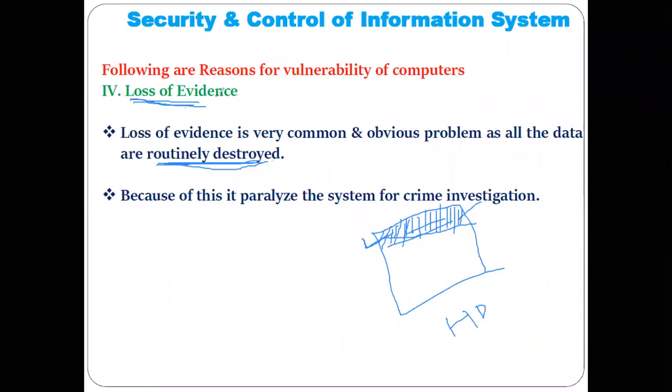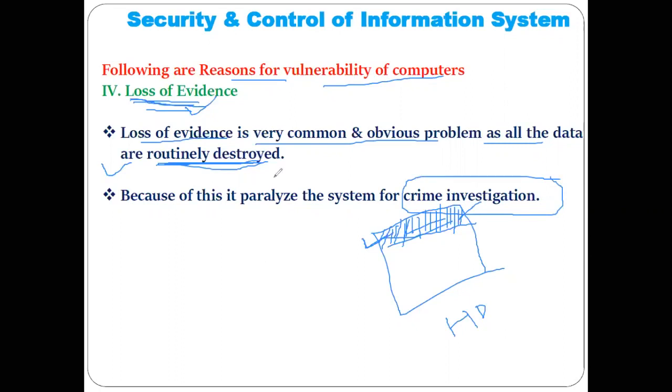So that is nothing but the last point related with the reasons of vulnerability of the computer. That is loss of evidence. Loss of evidence is a very common and obvious problem, as a lot of data gets destroyed routinely from our computer system. And if such data gets destroyed, is it possible to do the crime investigation? If evidence gets destroyed? No. Then even any crime expert cannot find anything on our system. Yes or no?